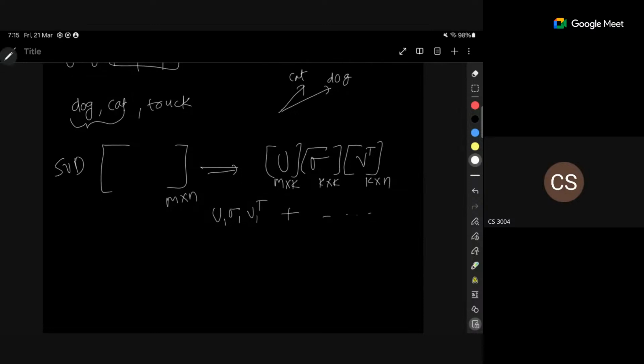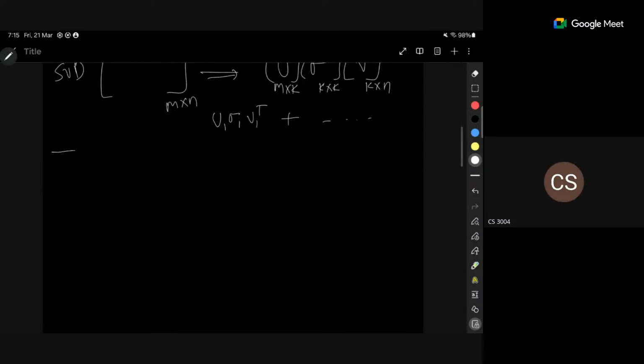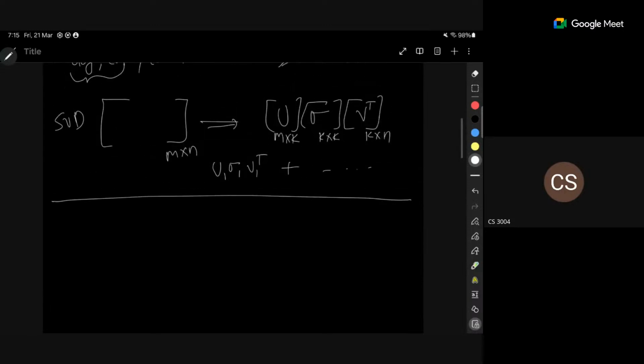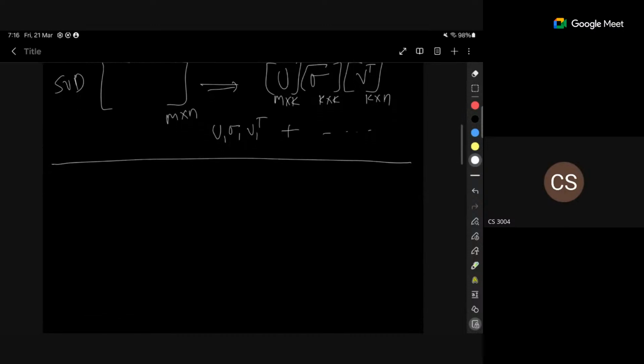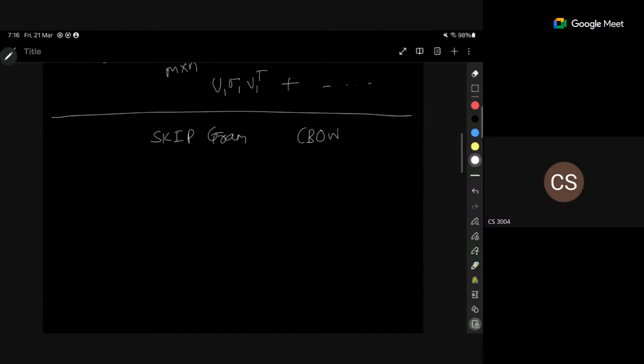I'm not going much into it, but the next part is where the difficulty comes up. In SVD we do not use any kind of learning, like machine or deep learning. There is no weight parameter or anything in the SVD part. But the next thing is the skip gram or continuous bag of words, right?